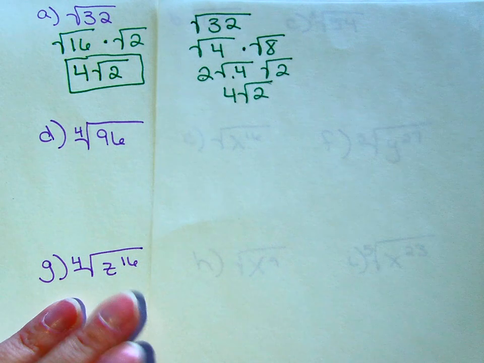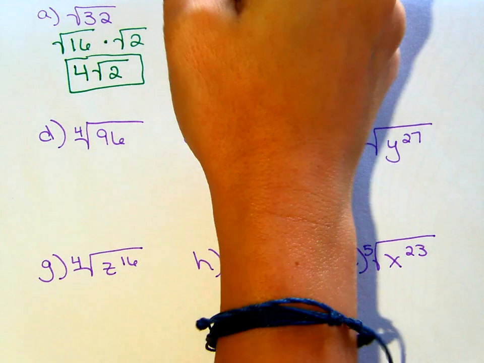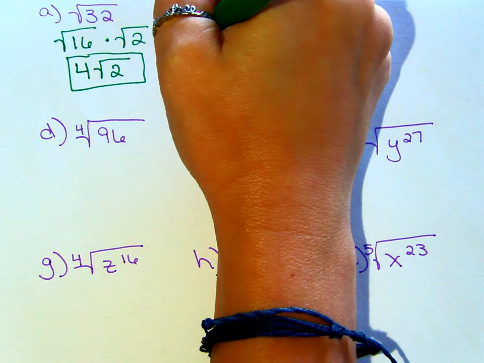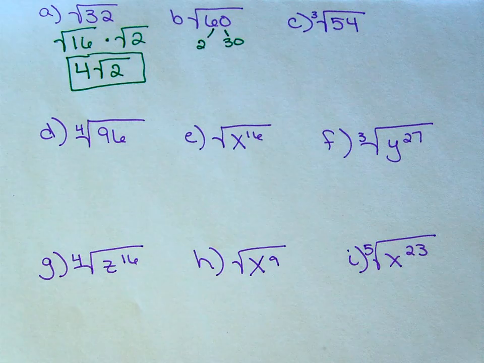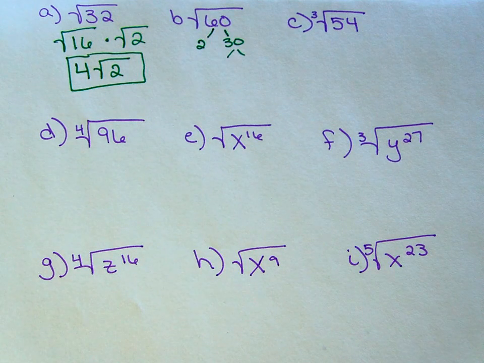Okay. Let's look at B. Square root of 60. What times what gives me 60? 30 times 2? Is that what you said? Okay, so 30 times 2, but neither of those are perfect squares. That's okay. So let's do a little factor tree. We've got 2 times 30. Remember how factor trees work? 2's prime, so we're done with that branch. What times what gives me 30?